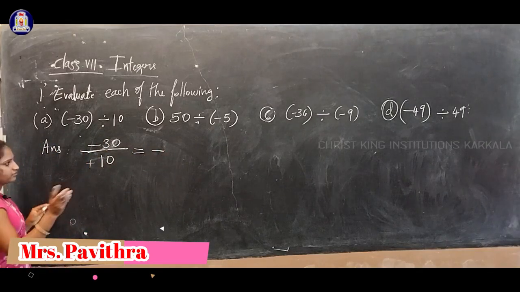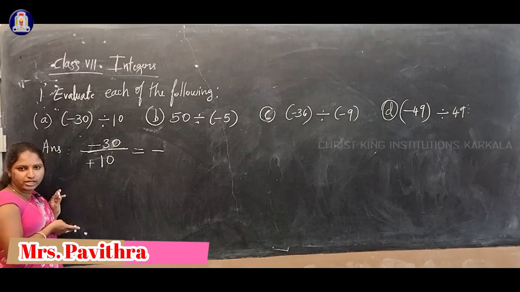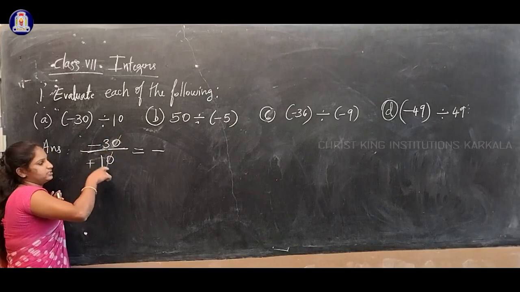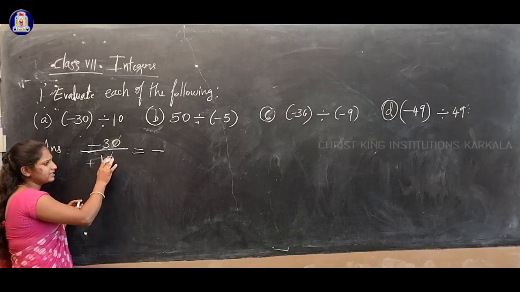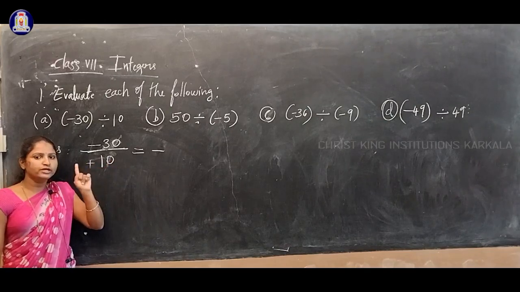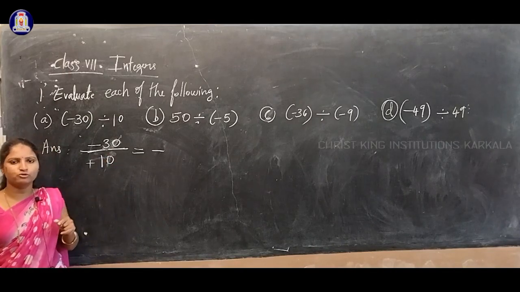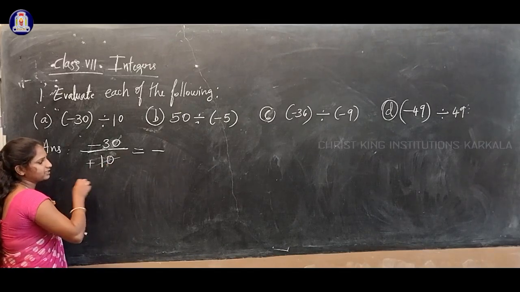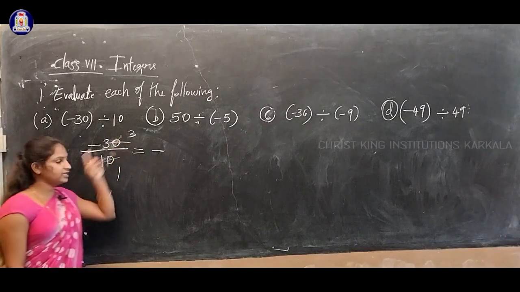Now see one more thing, you can cancel 0. If you get 0 in both numerator and denominator, then you can cancel like this. You can cancel this 0 and this 0. Otherwise, see the numbers in the numerator and denominator, here 30 and here 10. You know 10 divides 30, and 10 divides 10. So 10 divides both numerator and denominator, and directly you can divide. 10 ones are 10, 10 threes are 30.